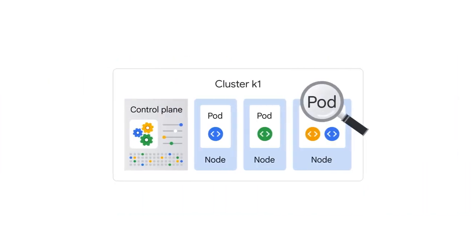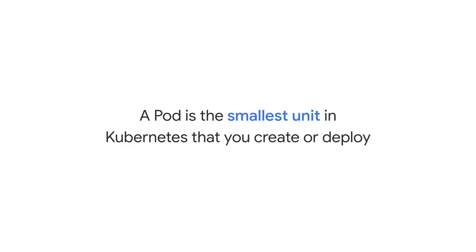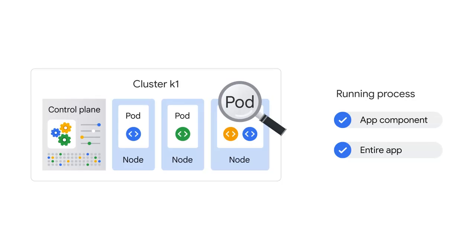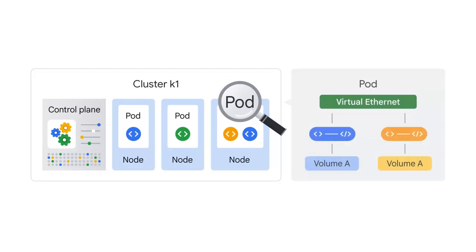Deploying containers on nodes by using a wrapper around one or more containers is what defines a pod. A pod is the smallest unit in Kubernetes that you can create or deploy. It represents a running process on your cluster as either a component of your application or an entire app. Generally, you only have one container per pod. But if you have multiple containers with a hard dependency, you can package them into a single pod and share networking and storage resources between them.